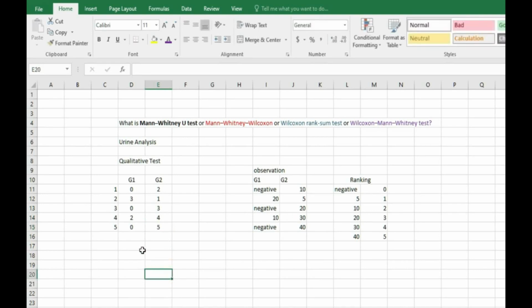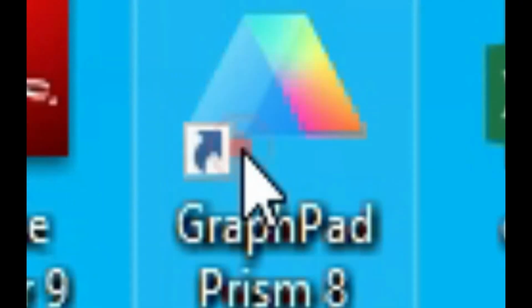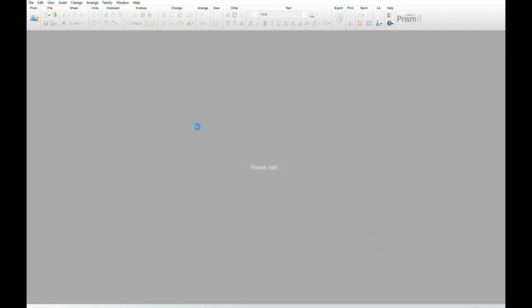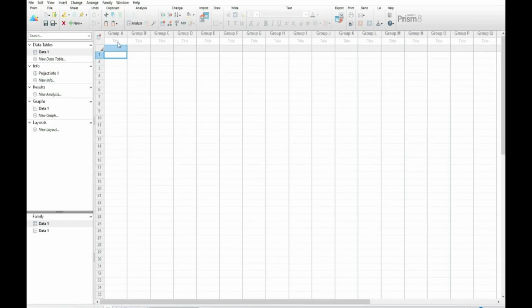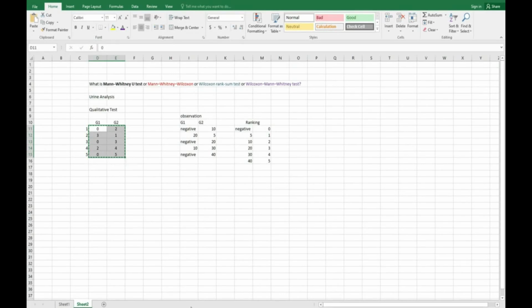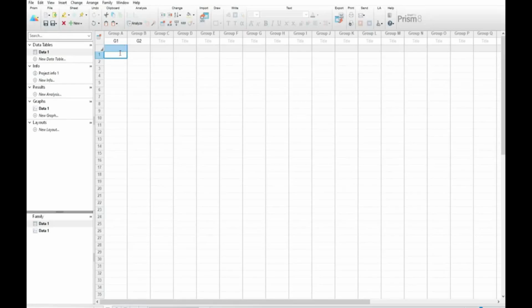Now we will put these readings in GraphPad Prism. So we will copy it and paste it in Prism. We start by selecting the column option, and as per the default settings, we choose it and create the graph. In that graph, we put the readings for G1 and G2. We have selected them and pasted the data we copied from Excel. Now we have to analyze this data.